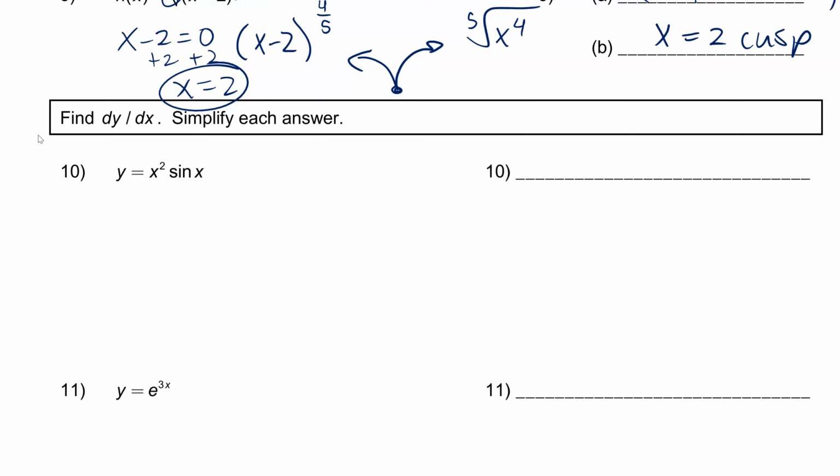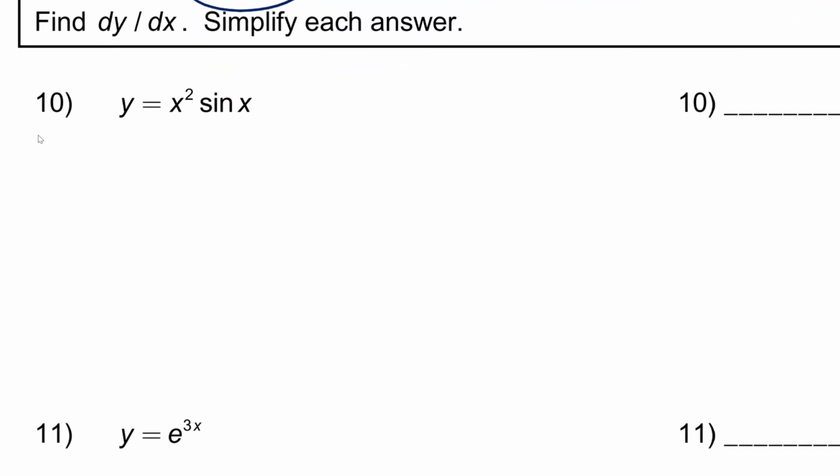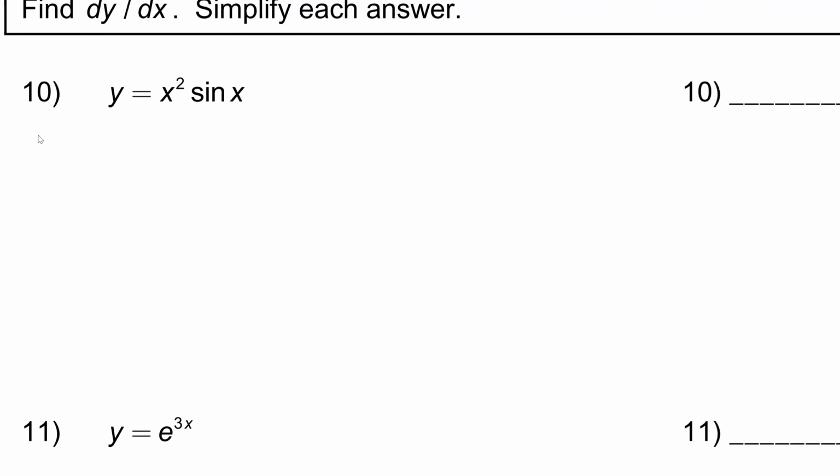All right, dy/dx. Simplify each answer. So going through more of chapter 3. This is a product, because I have x squared times sine x. What if I instead had sine of x squared? Is this a product? No, because this is sine of x squared. Exactly. Chain rule.